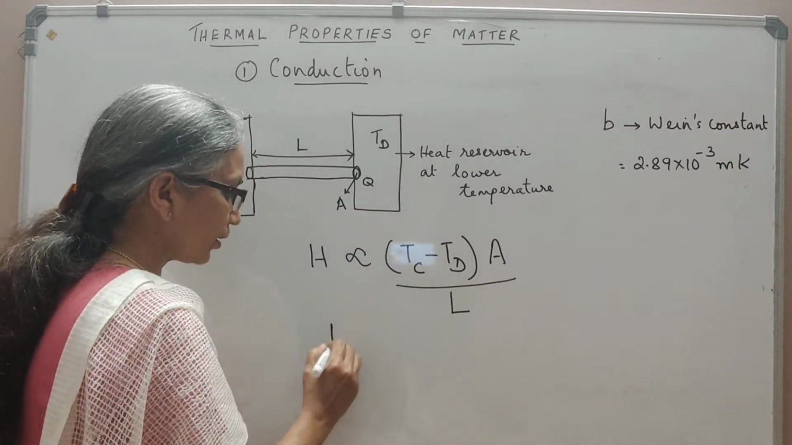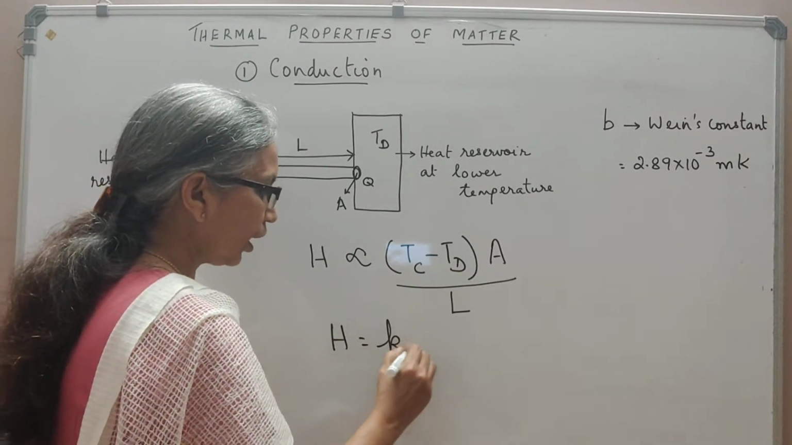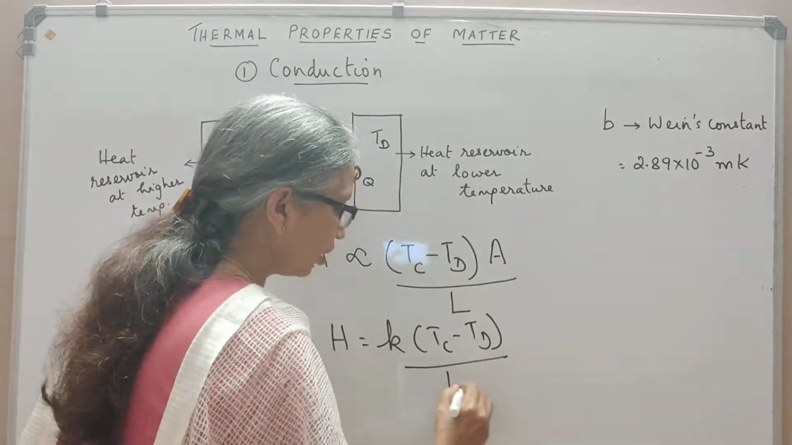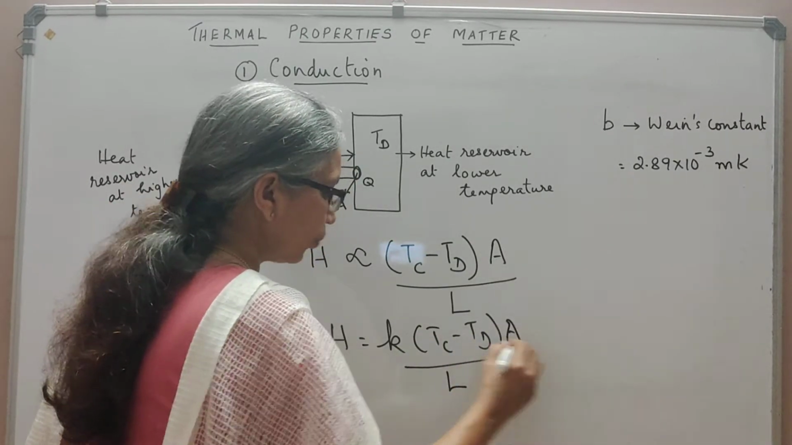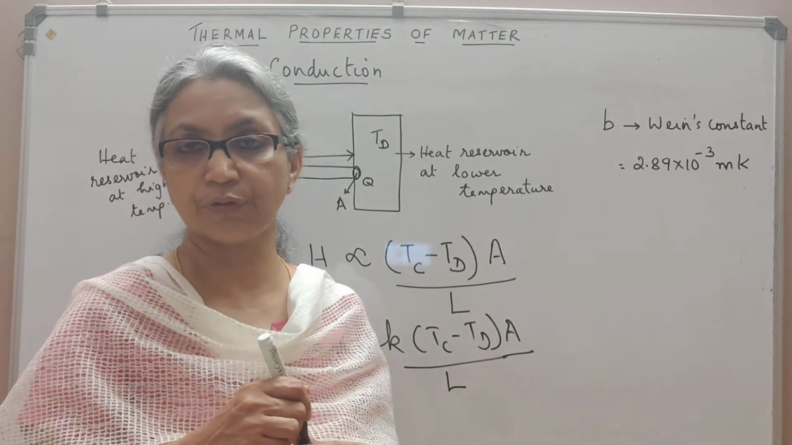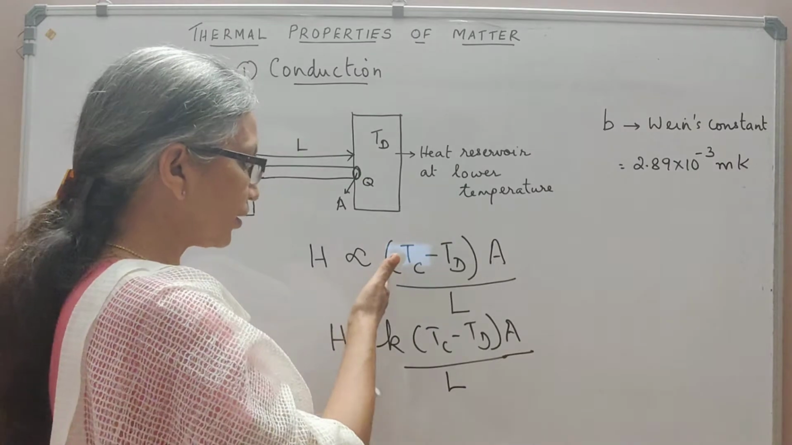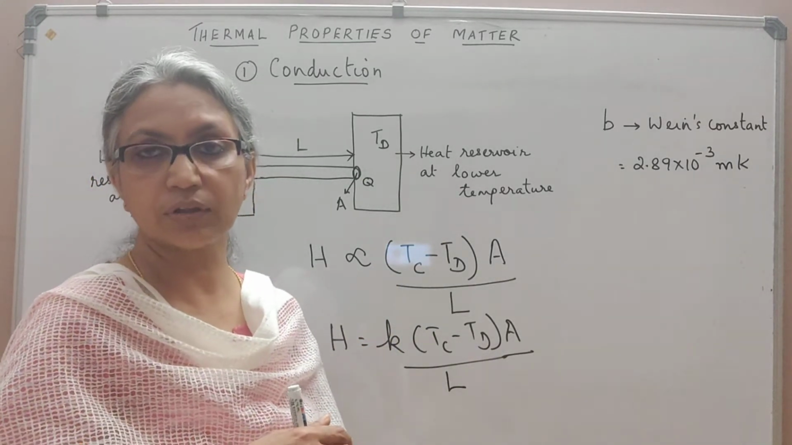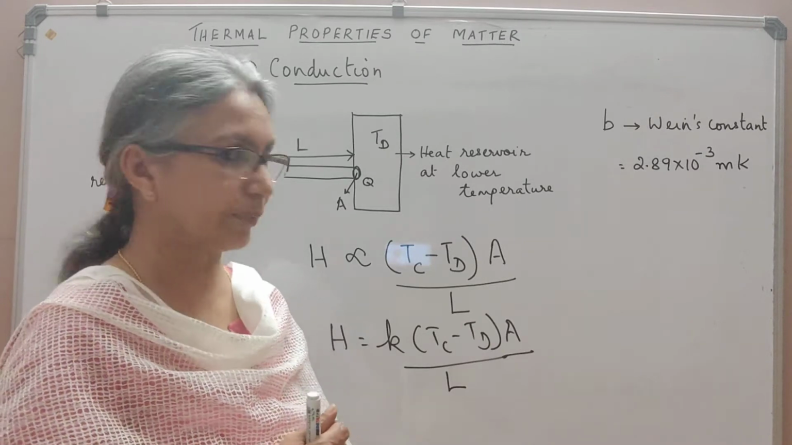Now this can be written as H equals K into (Tc minus Td) by L, into A, where K is called the thermal conductivity. It is the constant of proportionality in this case. It is called the thermal conductivity, which will depend on the type of material that you are using.